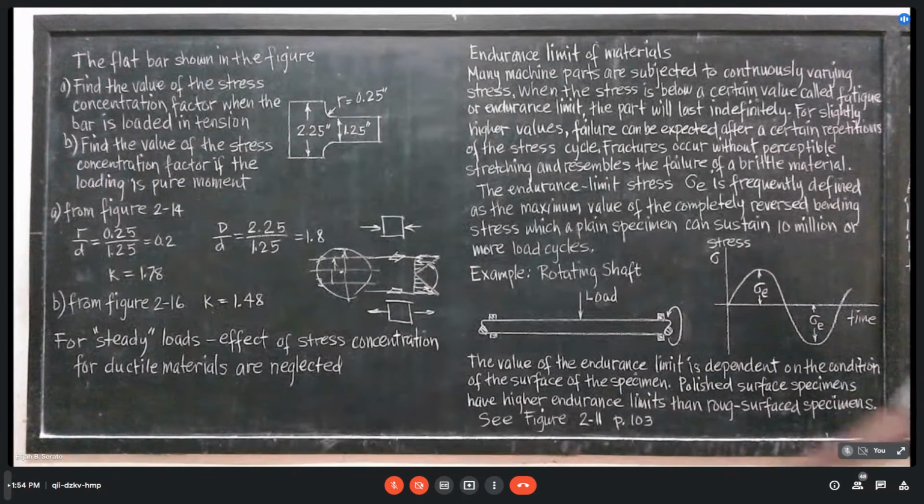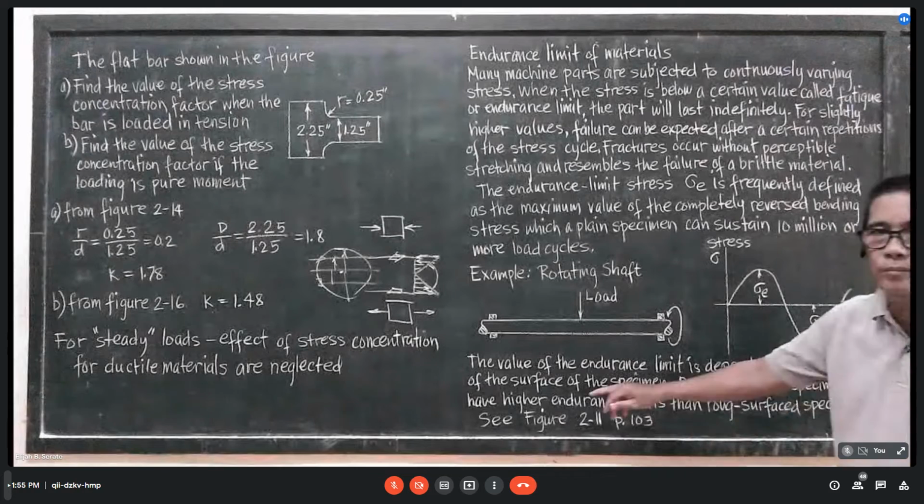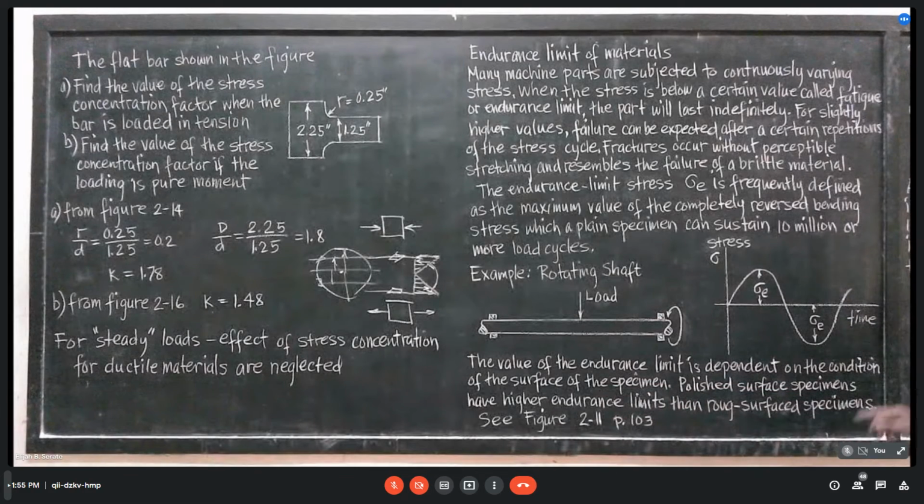Now, the value of the endurance limit is dependent on the condition of the surface of the specimen. Polished surfaces have a higher endurance limit than rough surface specimens. You can see that in figure 2-11. Okay? There is a figure 2-11 there.